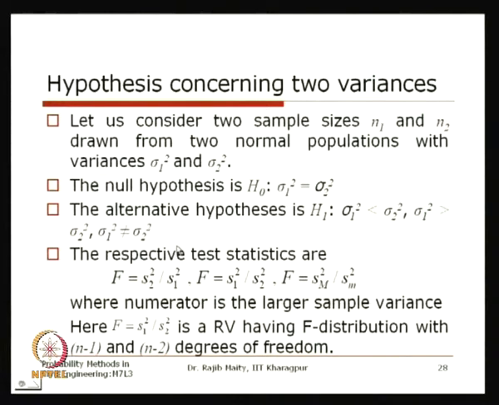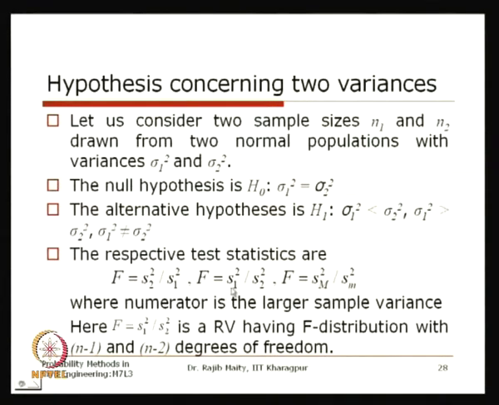Depending on that, the test statistic is F = S2 square by S1 square, or F = S1 square by S2 square, or F is equal to S_M square by S_m square, where the numerator is the larger sample variance. So, you see for the first case, when we are trying to test whether sigma 1 square is less than sigma 2 square, then we have to use the sample variance of the second sample divided by the sample variance of the first sample. This statistic we should use.